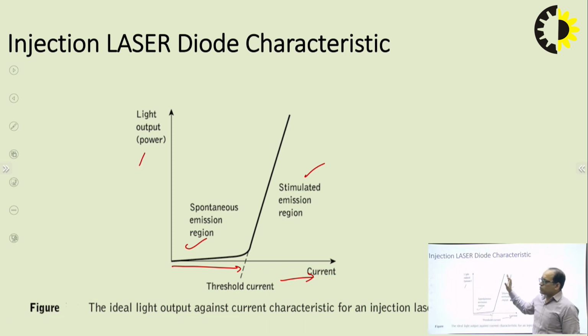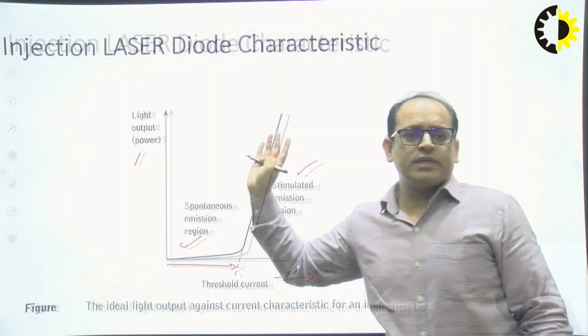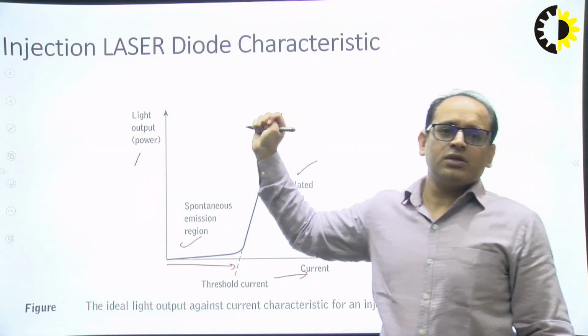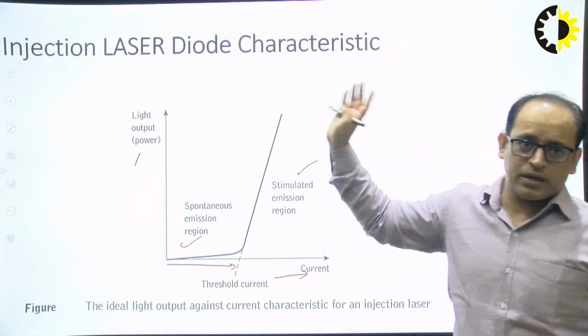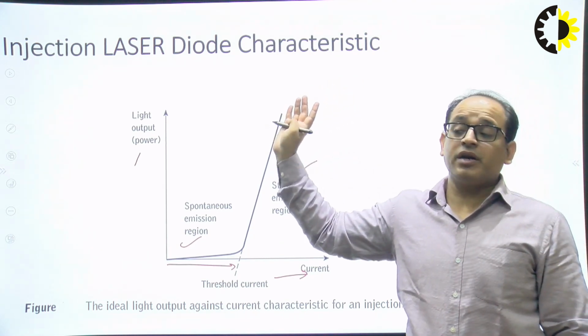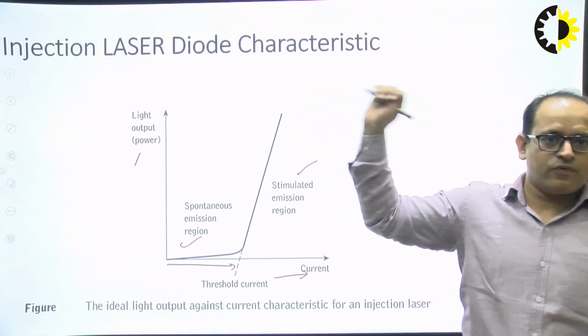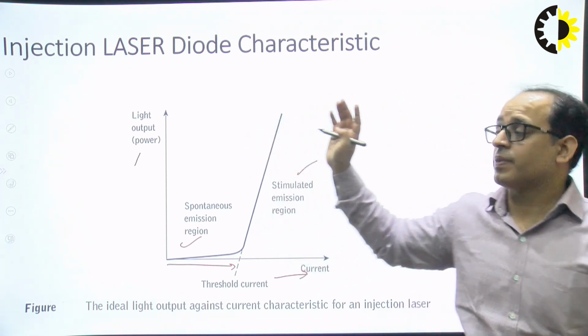Today we have discussed the laser diode rate equation, and before the laser diode rate equation we discussed the threshold condition. The minimum gain should be achieved by the photon to have a laser oscillation. We have discussed.